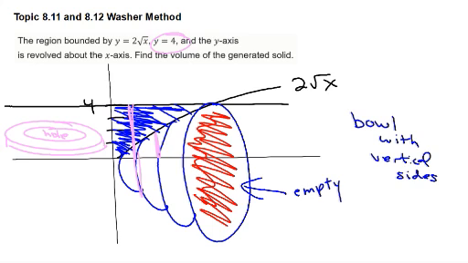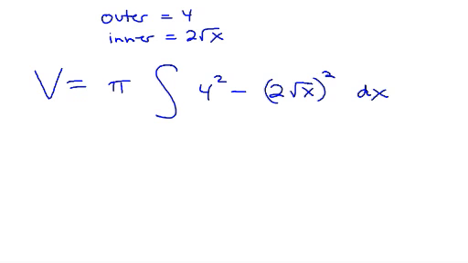My limits of integration, I need to ask, when is 2 square roots of x equal to 4? So I have the square root of x equals 2, so x is going to be 4. All right? So my limits of integration are from 0 to 4. Cleaning this up, I've got pi times the integral from 0 to 4 of 16 minus 4x dx.